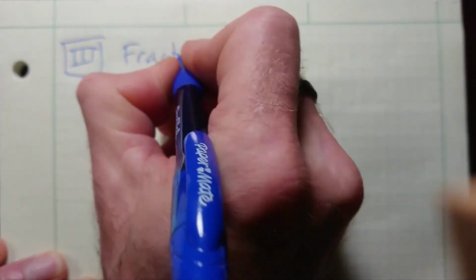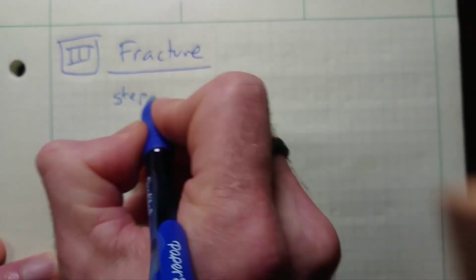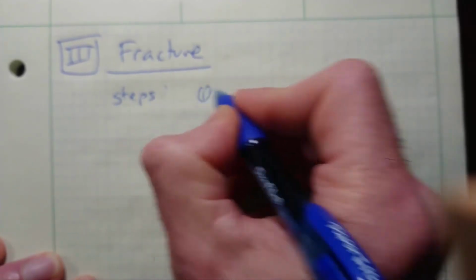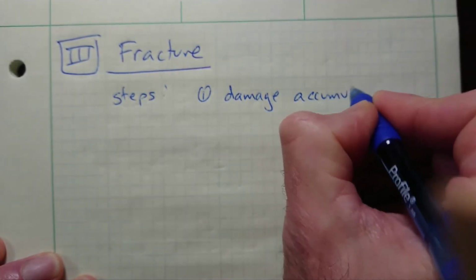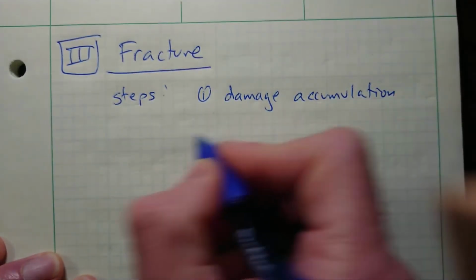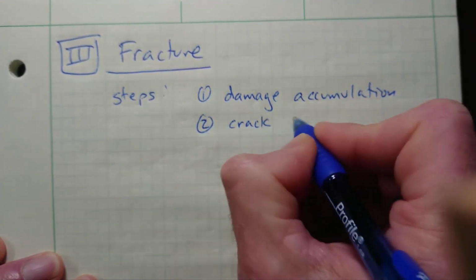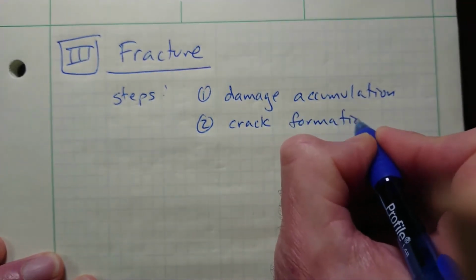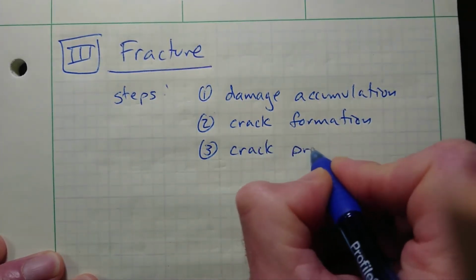Okay. Now, getting towards the end here, let's talk about what happens during fracture. The steps that lead to failure in metals are some accumulation of damage in the sample. Little voids form as the metal starts to pull apart. Then we get some crack formation, and finally the cracks that form propagate. So we get crack propagation.